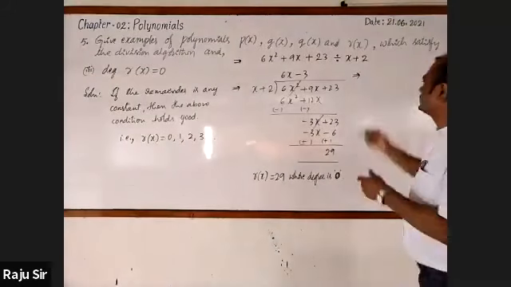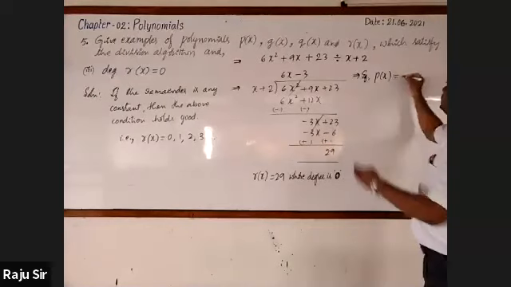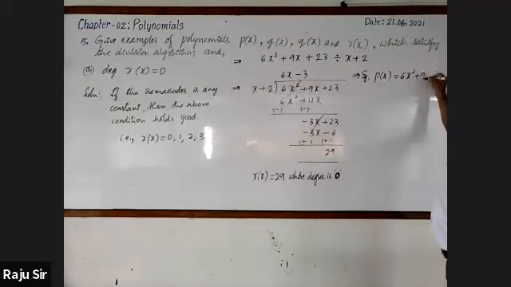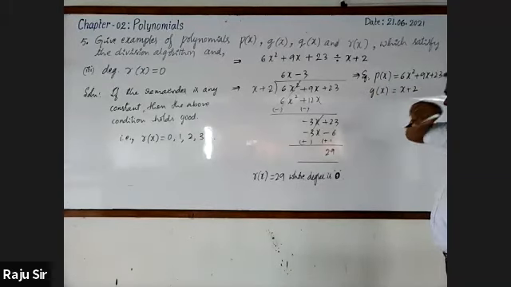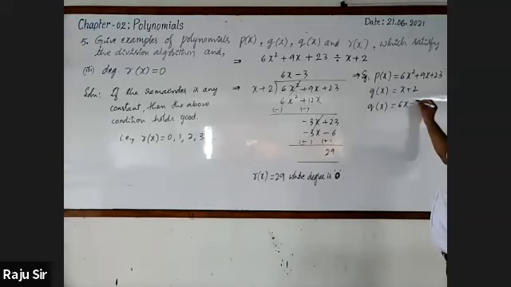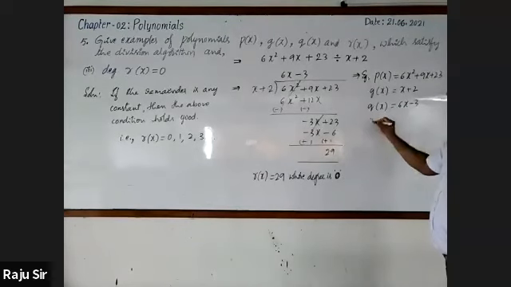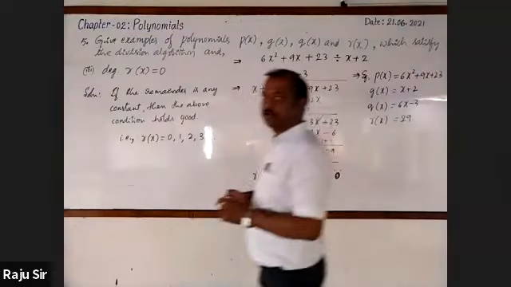Now write the example. P of x, what I have taken, is 6x square plus 9x plus 23. G of x, I have taken x plus 2. Then Q of x is 6x minus 3. And R of x is 29.